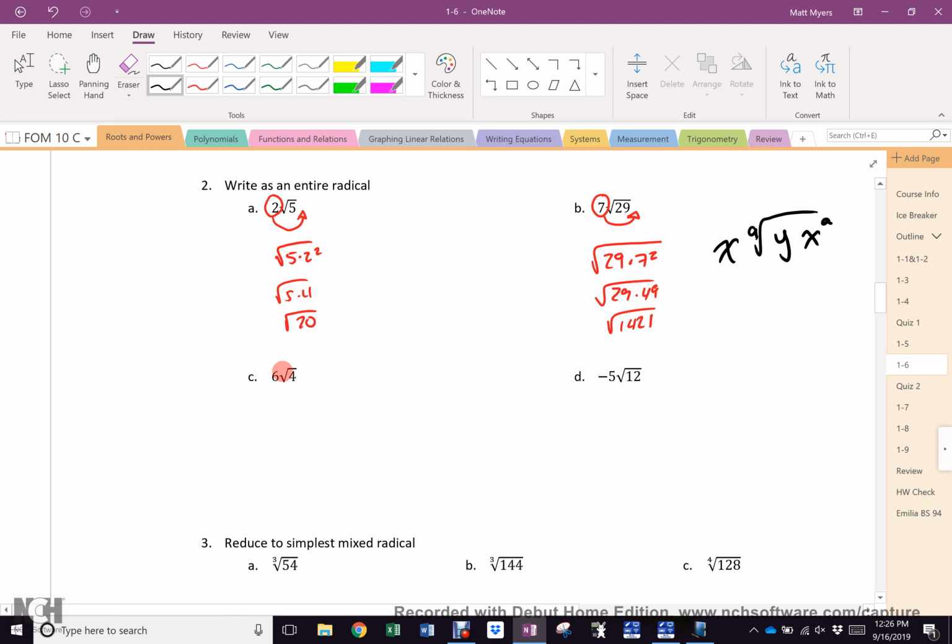Okay. What about this one? If there's a 6 out there, what's this going to be? 4 times 6 squared, which would be 4 times 36, which would be 144. Now you got to think about D. You got to think really carefully about D. What do you think the answer to D is?